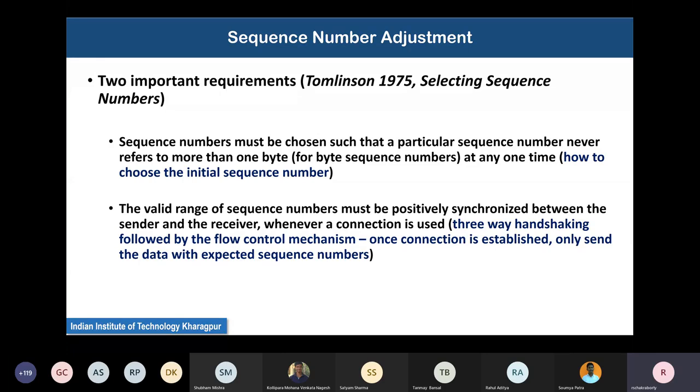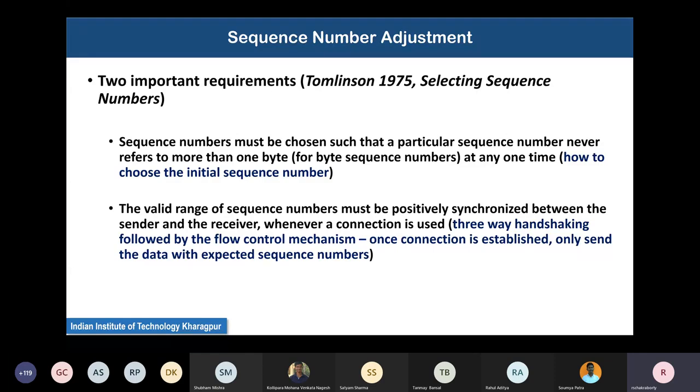And the valid range of sequence numbers must be positively synchronized between the sender and receiver whenever a connection is used. Positively synchronized means that both the sender and the receiver will help each other in recognizing segments which have a valid sequence number, or do not have a valid sequence number. Now both sides will impose sequence numbers.